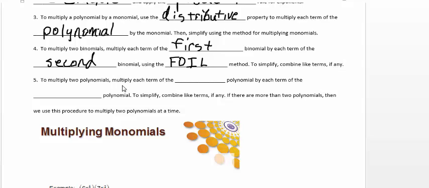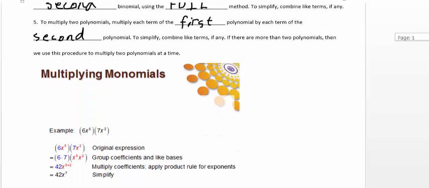To multiply two polynomials, so in other words, these may not both be binomials, multiply each term of the first polynomial by each term of the second polynomial. So you're really using the distributive property a multiple number of times. To simplify, combine like terms, if any. If there are more than two polynomials, then we use this procedure to multiply two polynomials at a time. So let's just look at some examples.